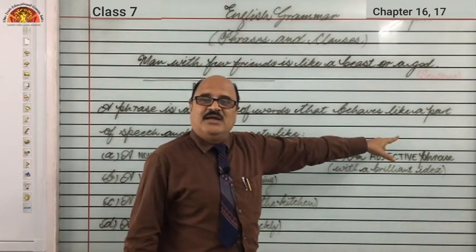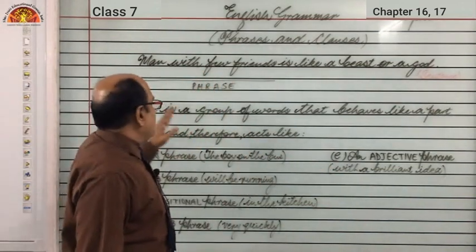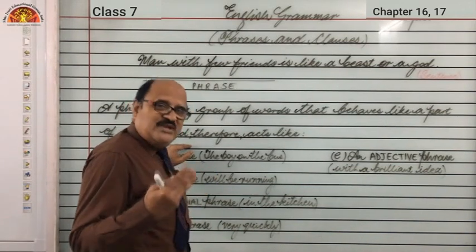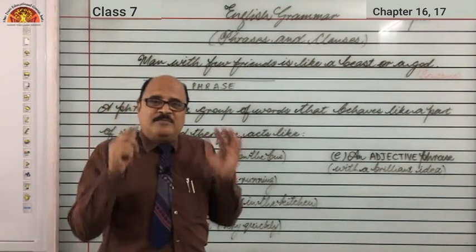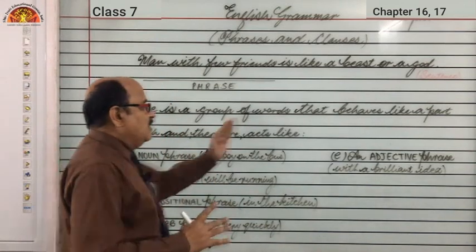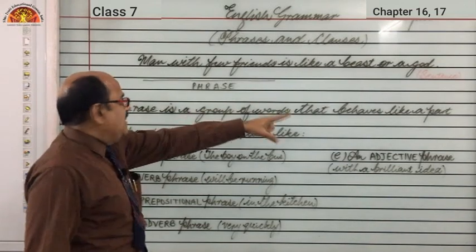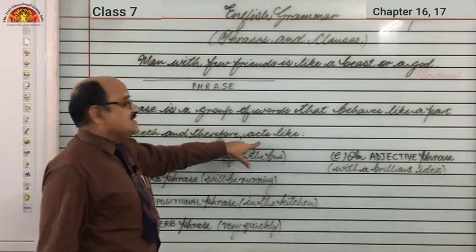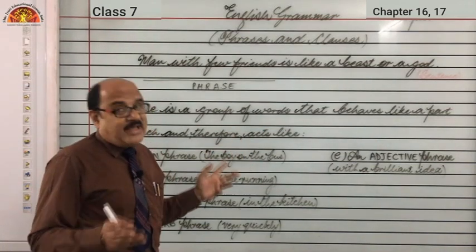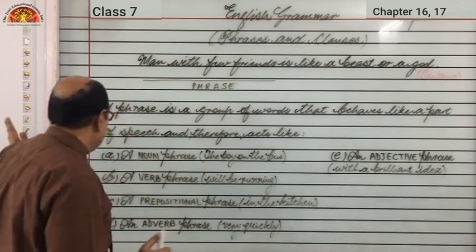Okay students? But in senior classes you will come to know that as many parts of speech are there, as many kinds of phrases are there. But in your curriculum this is enough, that basically we can say in short that there are 5 kinds of phrases, right? So we can say it behaves like a part of speech and therefore acts accordingly, like a noun, like a verb, like an adverb, like an adjective or like a prepositional group of words, right? So have a look.